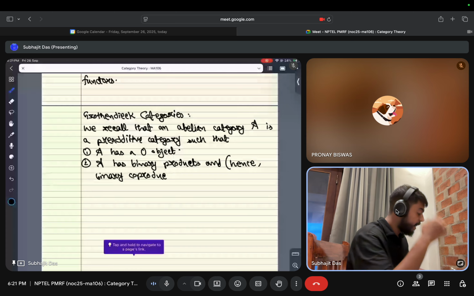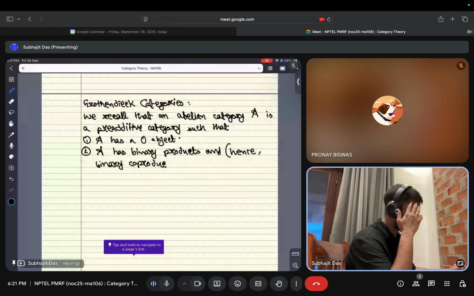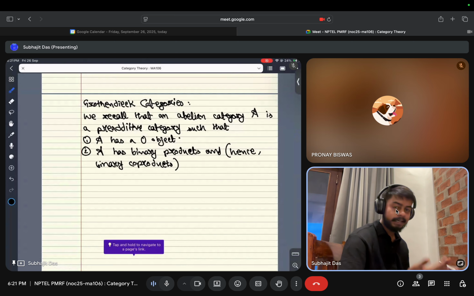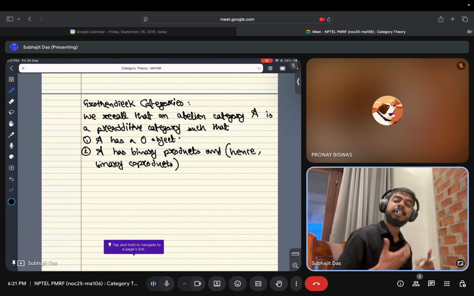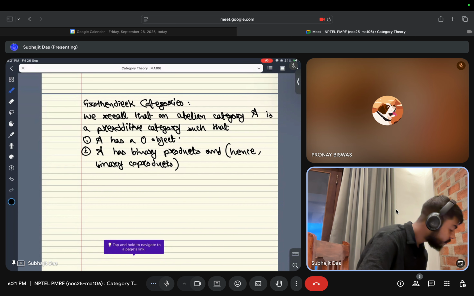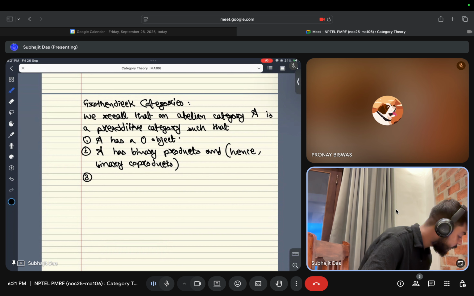So yeah, A has binary products. It has a zero object, and hence it has binary co-products. As I was saying, in an additive category, we already know that having a zero object and having binary products is enough to show that binary co-products exist and are isomorphic to binary products, which we actually call biproducts. A has kernels and co-kernels.